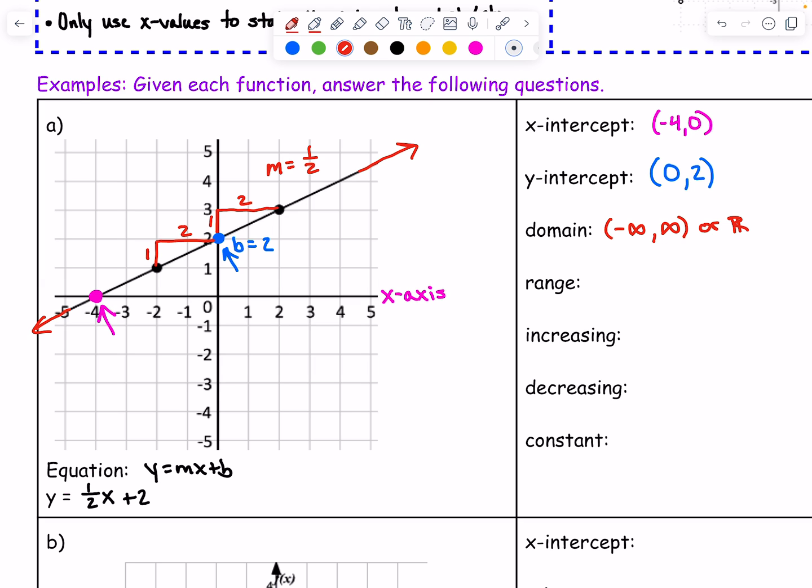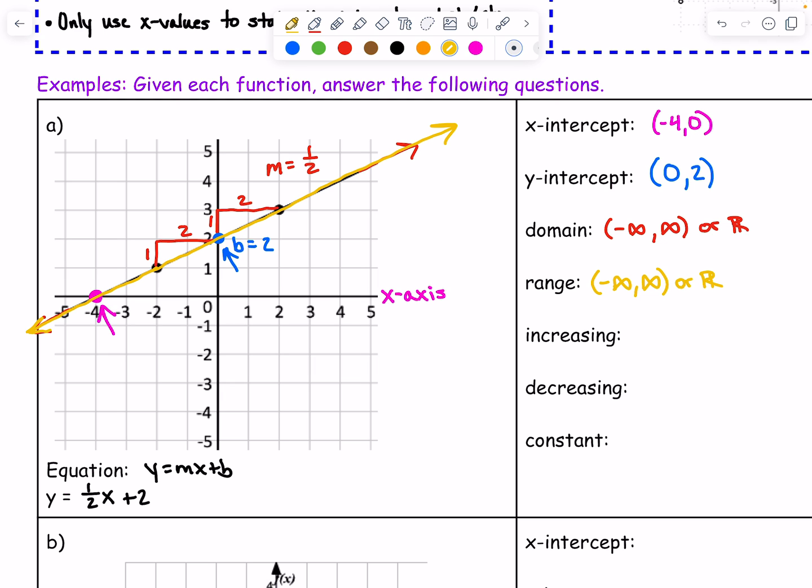Now the range of the graph, so let's take a look. The range means, how low does it go? This graph's going to go down forever. So we'd say -infinity again. And it's also going to continue to go up forever, which is +infinity. And again, we can also write that as all real numbers.